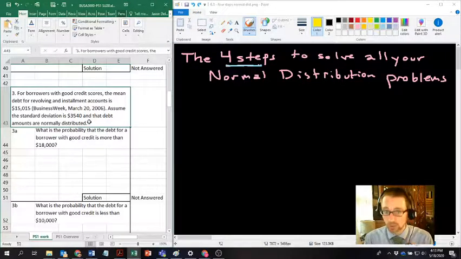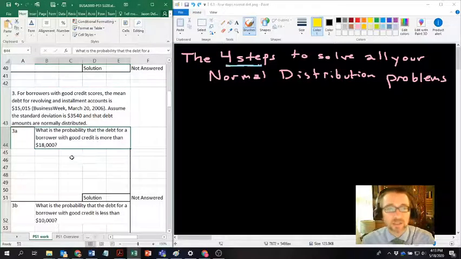But they're not equal to each other. Some have more debt, some have less debt. How do we measure that spread-outness? Well, standard deviation is one way to measure it. And the standard deviation among all borrowers with good credit scores is 3,500. What we want to know is, what is the probability that the debt for a borrower with good credit is more than $18,000? Now, who would want to know this?